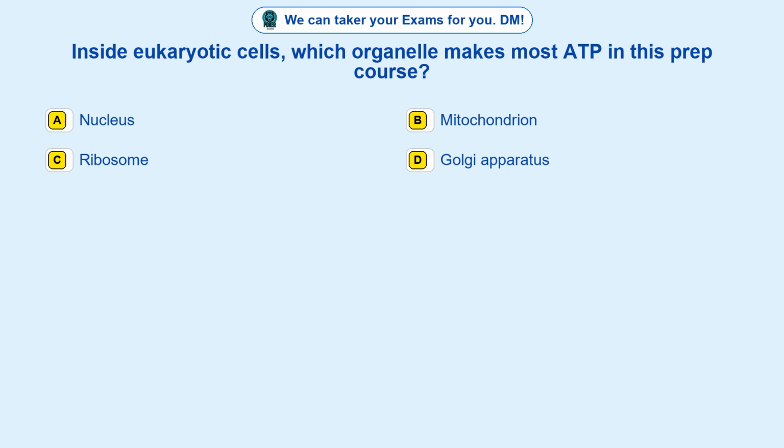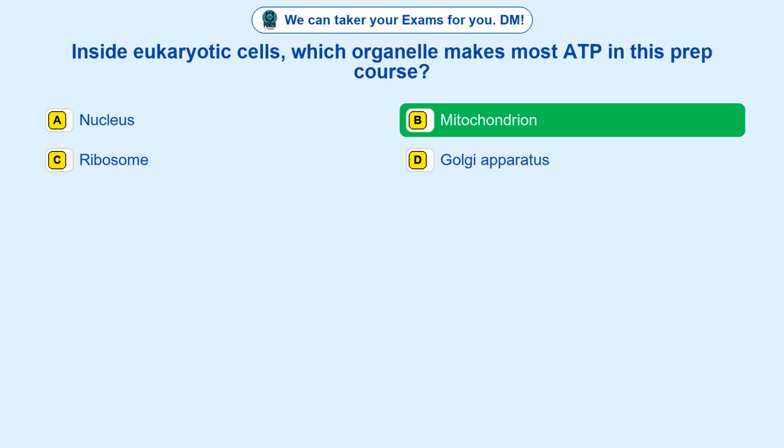Question 2. Inside eukaryotic cells, which organelle makes most ATP in this prep course? Option A, nucleus. Option B, mitochondrion. Option C, ribosome. Option D, Golgi apparatus. The correct answer is option B, mitochondrion.